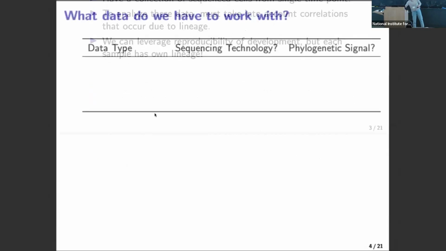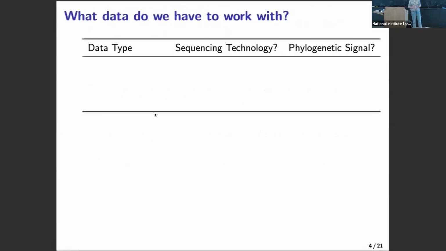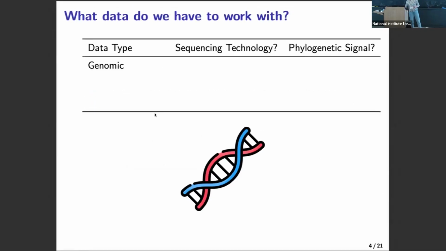So what data do we have? I'm going to focus here on high throughput sequencing methods. So the first thing that might come to your mind is genomic data. The technology does exist. We have single cell DNA sequencing. But again, I'm focused on healthy development, and we really don't expect many mutations to arise in the DNA here. So while, yes, we can get this data, we do not expect it in this case to have any phylogenetic signal.